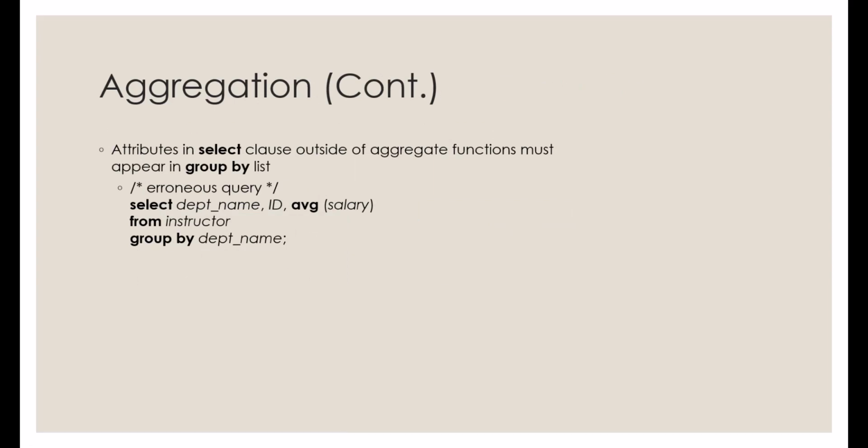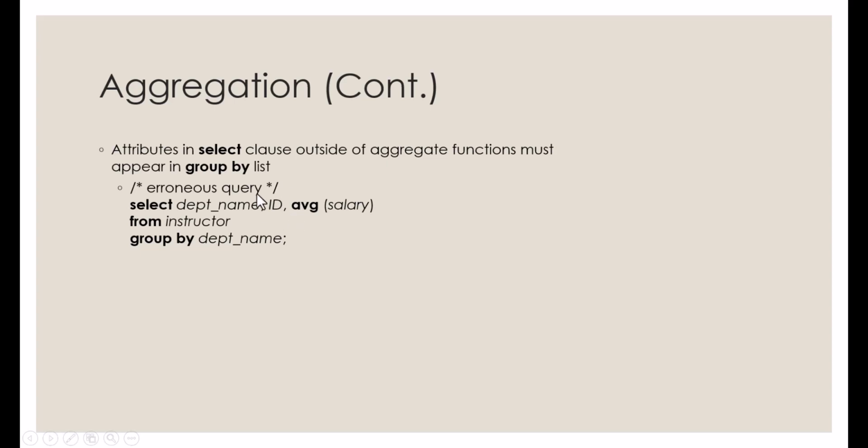We also have select department name, ID, average salary from instructor group by department name. So when you just look at this, you probably wouldn't notice, okay, this looks right. What's wrong with this, right? Whenever you are using group by, the only things that you can display are whatever you're grouping by and then the aggregate function itself.